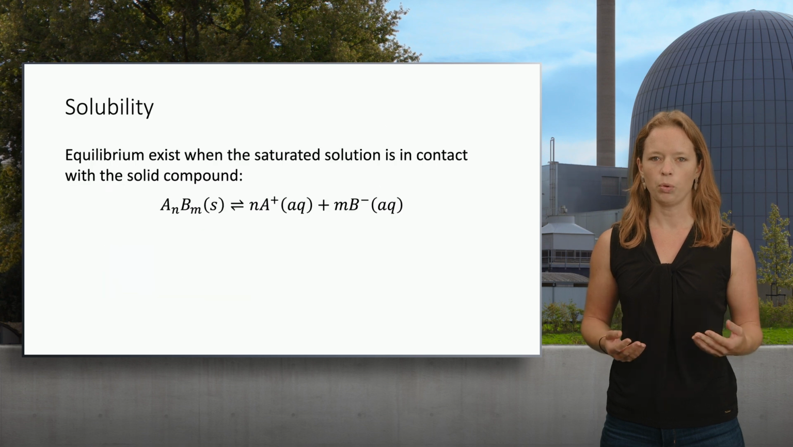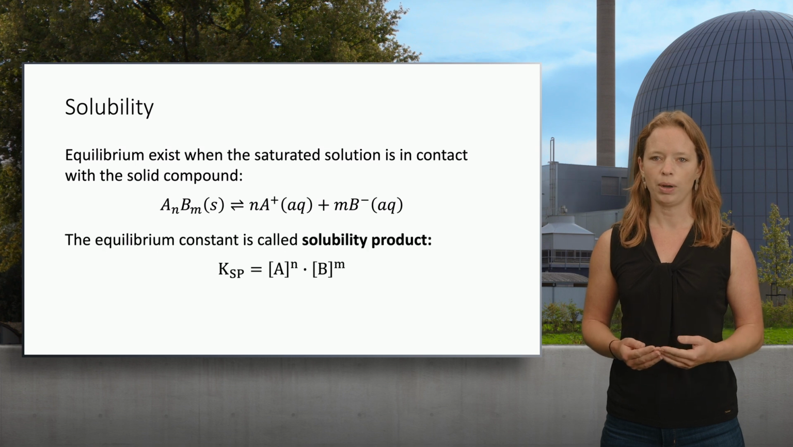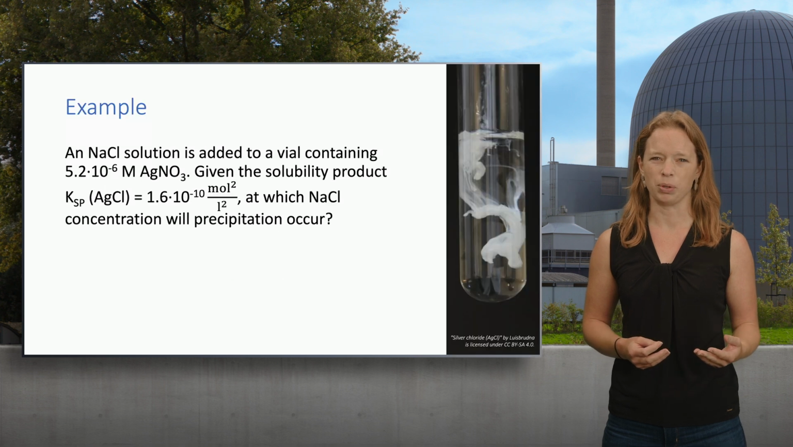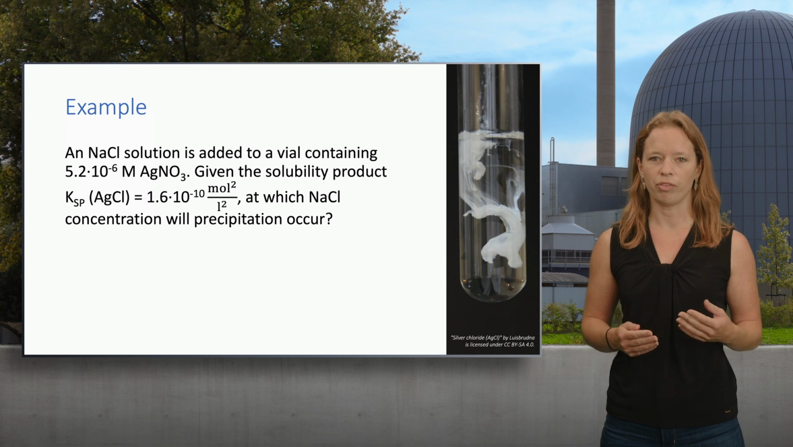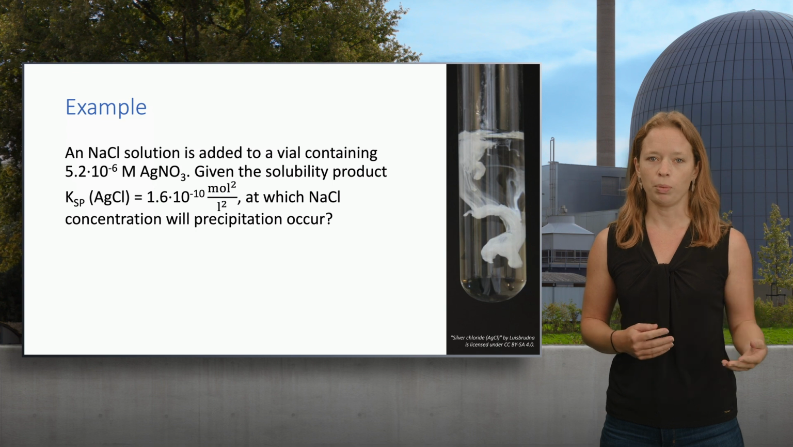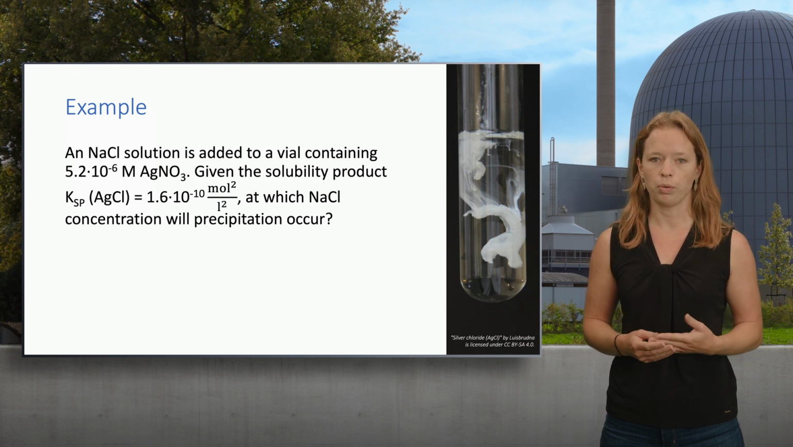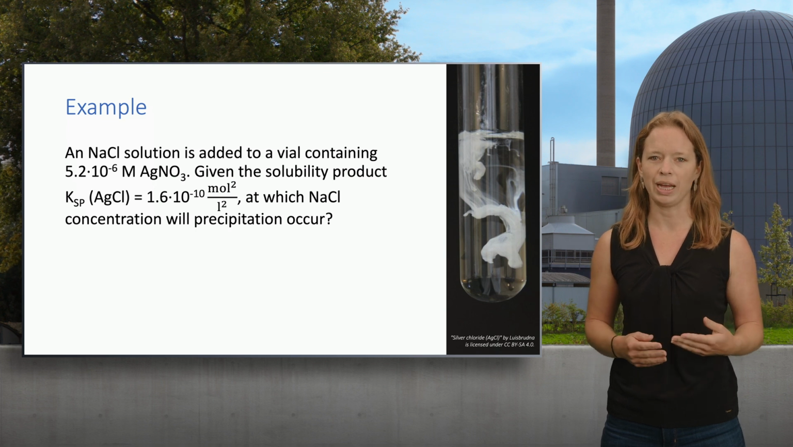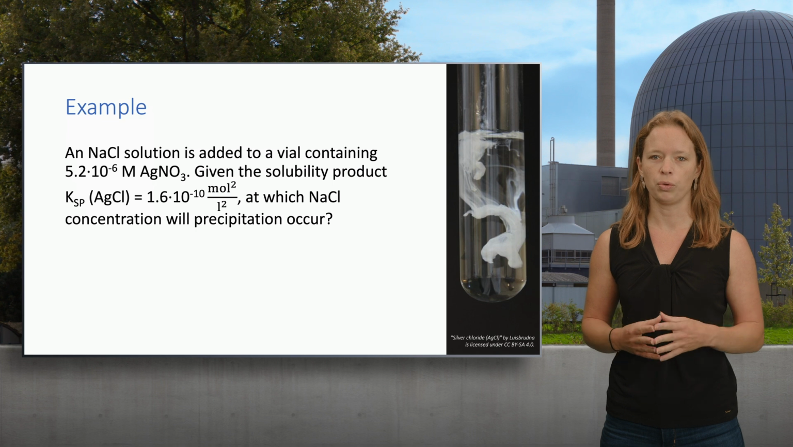We talk about equilibrium when a saturated solution is in contact with a solid compound. Multiplying the concentrations of the 2 dissolved ions, each to the power of its stoichiometric coefficient, gives you the equilibrium constant. Let's look at an example. Say that you have a sodium chloride solution which you add to a vial containing 5.2 times 10 to the negative 6 molar silver nitrate. You looked up the solubility product of silver chloride, which is 1.6 times 10 to the negative 10, and you're wondering how much of the sodium chloride you need to add to your silver nitrate solution to form the silver chloride precipitate.